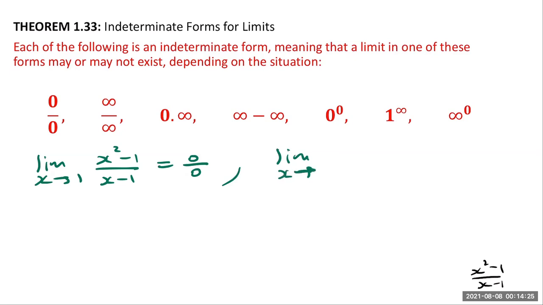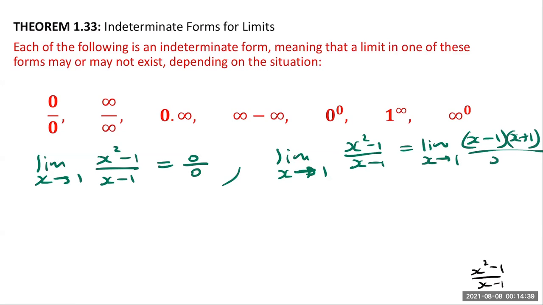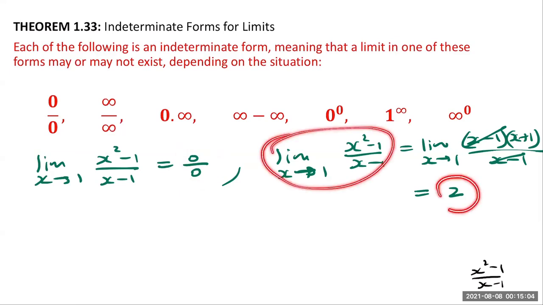If you calculate the limit, you get the limit as x approaches 1 of x squared minus 1, which is x minus 1 times x plus 1. In the bottom, you have x minus 1. Now, of course, you can cancel these two common factors and plug in x equals 1 in the remaining function. You get the answer 2. As you can see, this limit exists. But if you try to compute this limit, you get this indeterminate form. If you get this indeterminate form, the limit may or may not exist. This is an example where the limit exists.